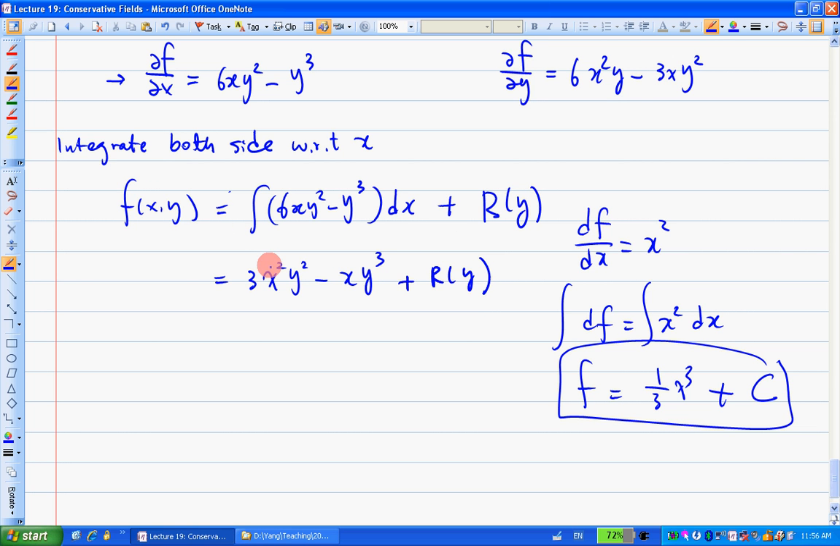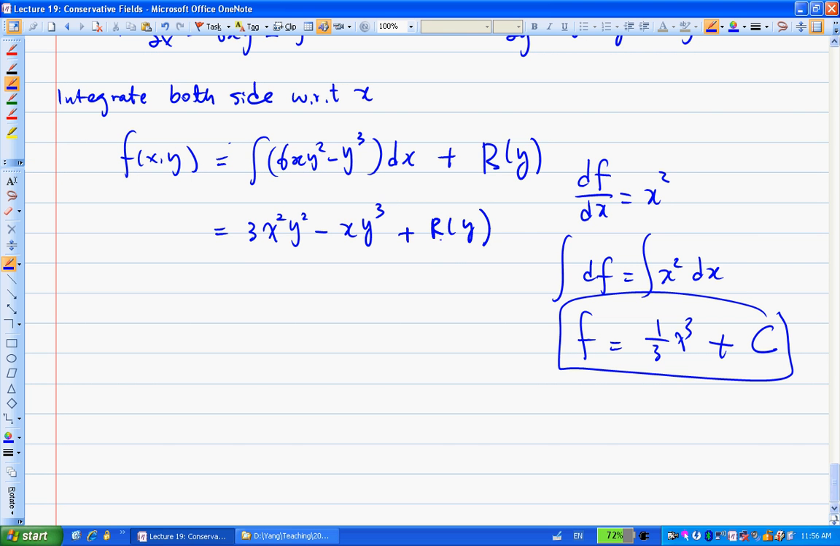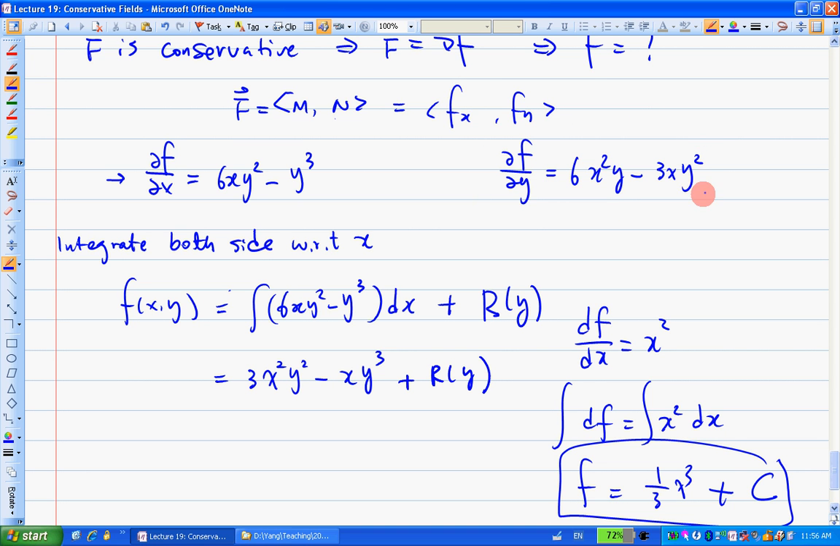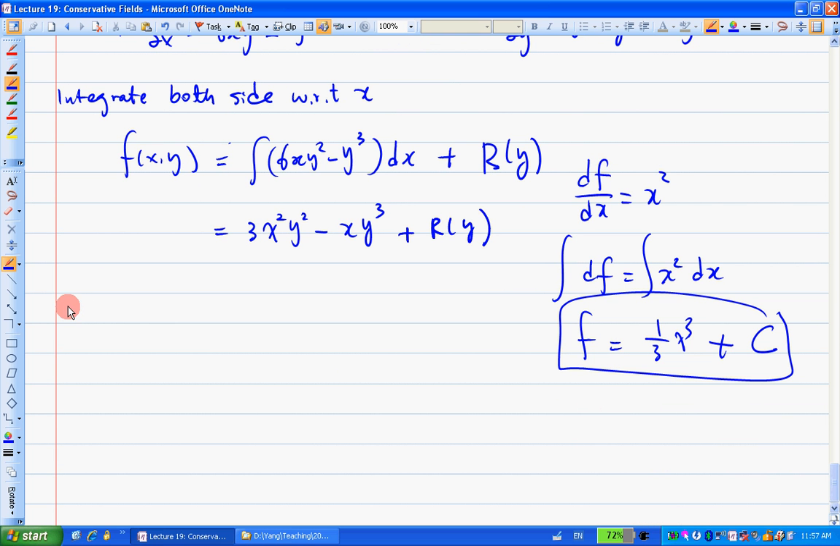How about the partial f over partial x? Will you get back to the 6x squared, 6y squared minus y cubed, right? If you take a partial derivative of this, you get back this. Okay, so now the question here is, what will be this r of y? The function r here. Well, I guess now we're going to have to resort to the next condition. So how do I apply the next condition then?